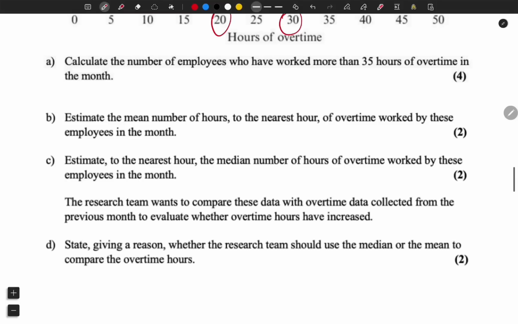Now moving on to the last part of the question, that the research team wants to compare these data with overtime data collected from the previous month to evaluate whether overtime hours have increased. State, giving a reason, whether the research team should use the median or the mean to compare the overtime hours.